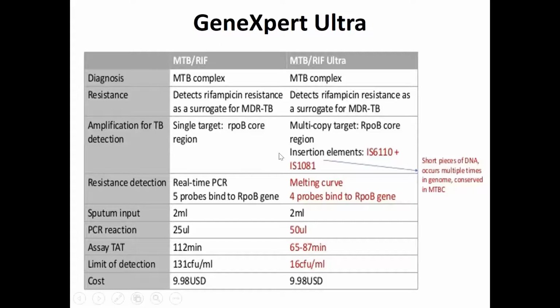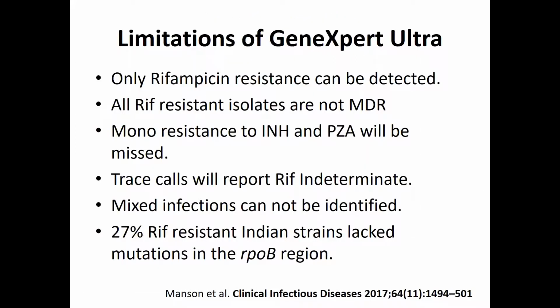And the resistance is detected by a melting curve analysis for 4 probes of the rpoB gene. So it's a very robust and very good method for diagnosing tuberculosis, identifying the Mycobacterium tuberculosis complex, as well as telling us of the rifampicin resistance gene. The limitation of Ultra is that only rifampicin resistance is detected. Madam has already told you.